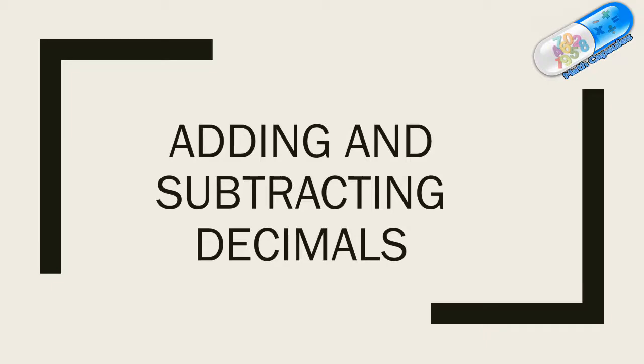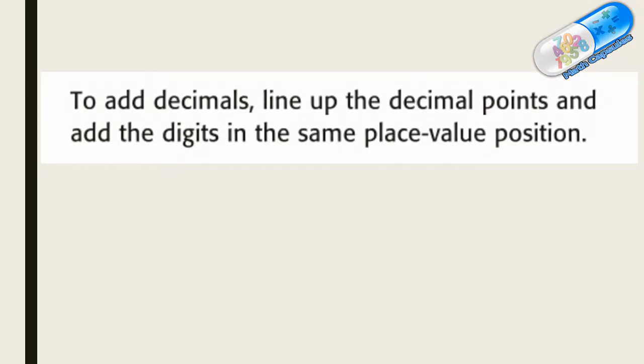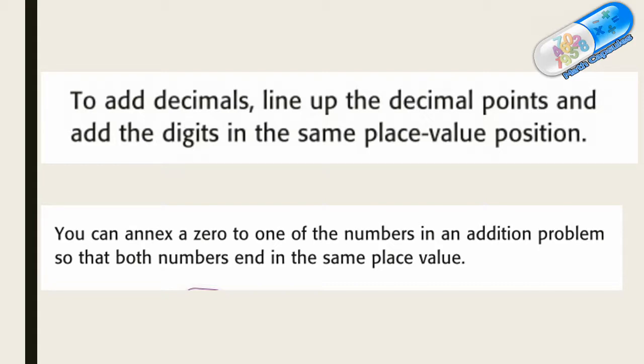Adding and subtracting decimals. To add decimals, we line up the decimal points and add the digits in the same place value position. We can also annex a zero to one of the numbers in an addition problem so that both numbers end in the same place value. Let us show this by examples.